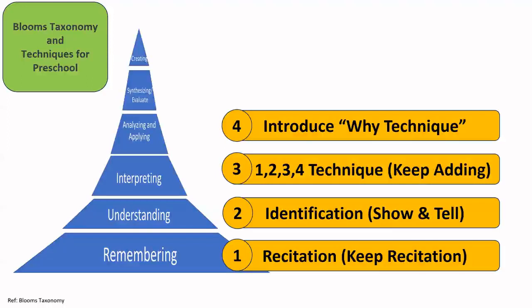Basically, you adopt it at the UKG level or senior kindergarten level, because by this time all these remembering, understanding, and interpretation skills are well groomed. So the child will be ready to adopt the fourth technique or fourth level of cognitive growth, which is analyzing and applying the knowledge into something. And that will be possible if the child understands why this. We call it at Adivharet the why technique.